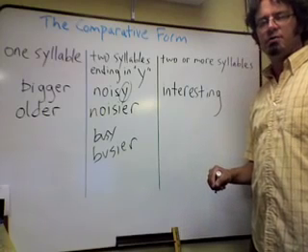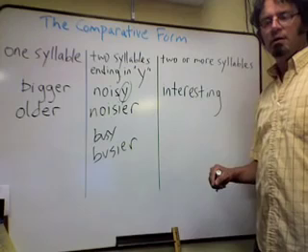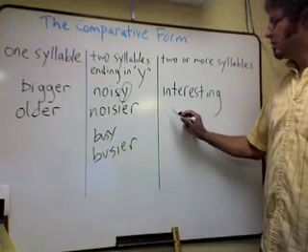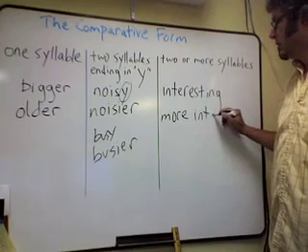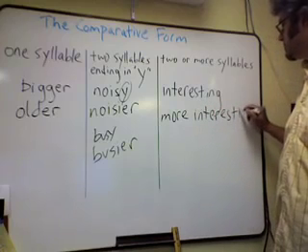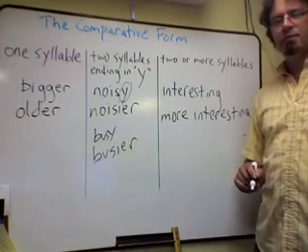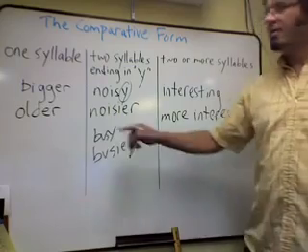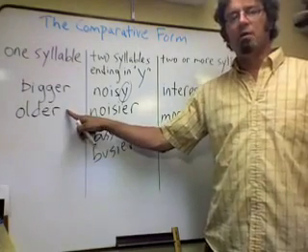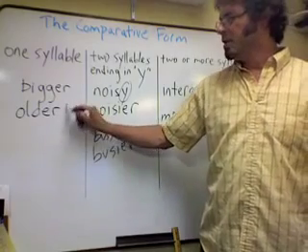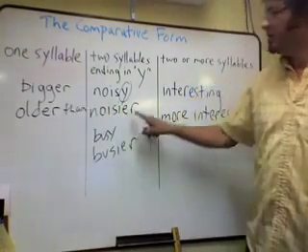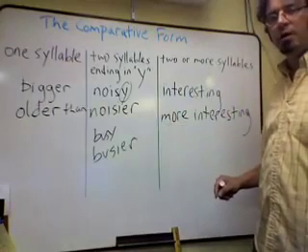Longer words that are 2 syllables or more, such as interesting, will add more at the beginning of the word. More interesting. And remember, frequently the word than will follow words that are in the comparative form. So older than, noisier than, more interesting than.